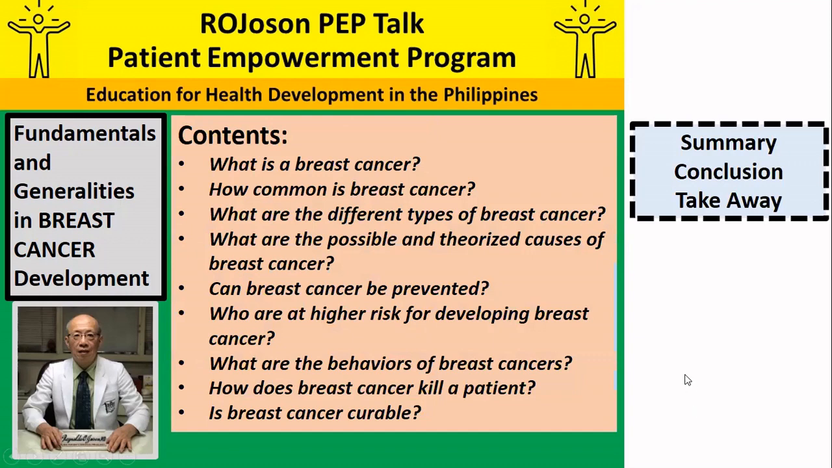Summary, conclusions, and takeaway. I have tackled all of these topics. What is breast cancer? How common? Different types? Causes? Can they be prevented? Who are at higher risk? Behaviors? How does a breast cancer kill a patient? Is breast cancer curable?